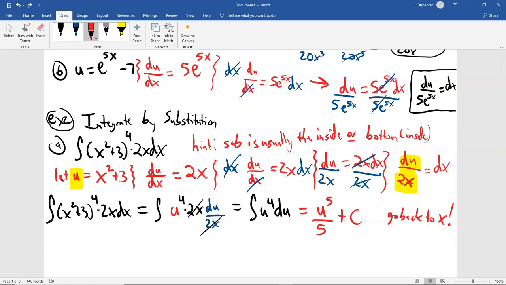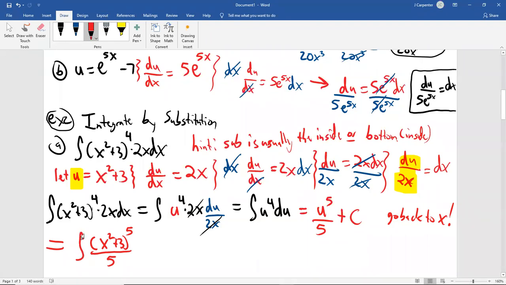So when all is said and done, this is now equal to the integral of, instead of writing u to the fifth, it's this thing to the fifth. So we'll need a parentheses. X squared plus 3 raised to the fifth power all over 5. What did I do wrong? I did it intentionally.